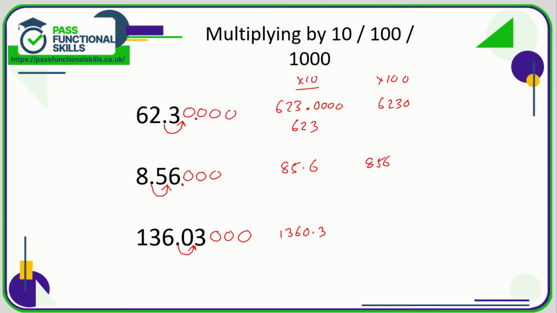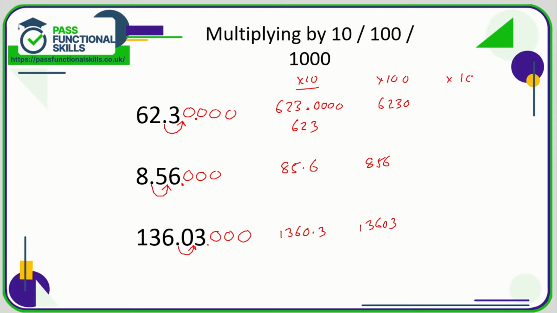And again, we're going to move it two positions to the right. So the decimal point will be between the 3 and the 0. So that will now be 13603.000, which we can just call 13603.